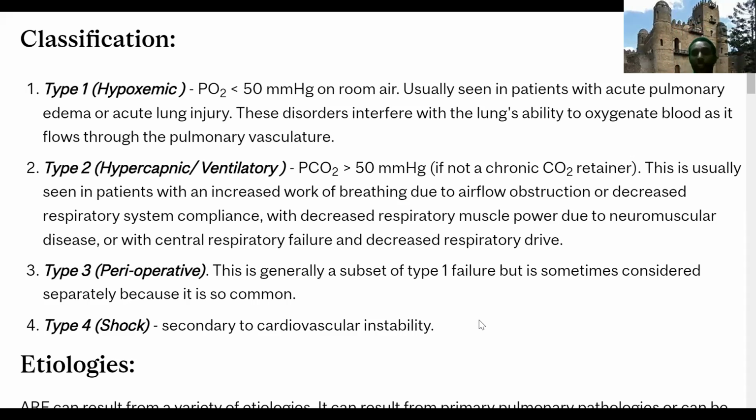This is failure in the elimination of carbon dioxide from the blood. It is a problem in elimination of carbon dioxide as compared to hypoxemic. So the end result will be an increase in blood carbon dioxide level, usually greater than 50 millimeters Hg of carbon dioxide in the artery. The exact numbers may differ in specific patient types who are chronic carbon dioxide retainers, whereby the level may be higher to define hypercapnia.